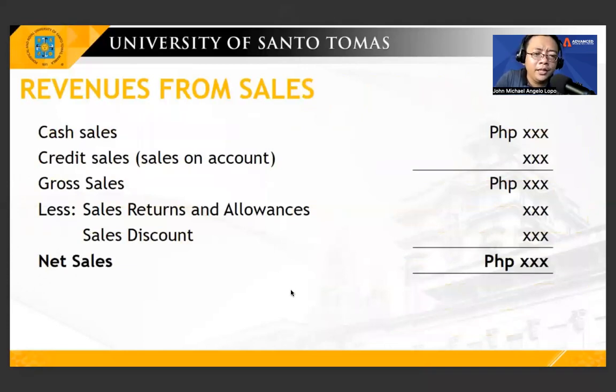In the revenue from sales, please take note, di ba? Ito yung kanina sinasabi ko. Net sales here is you have cash sales plus credit sales minus sales discount and sales returns and allowances. So, you have here your net sales. Okay?